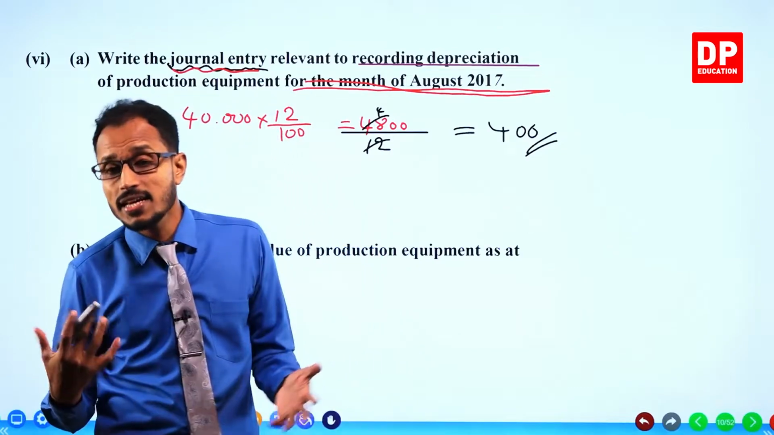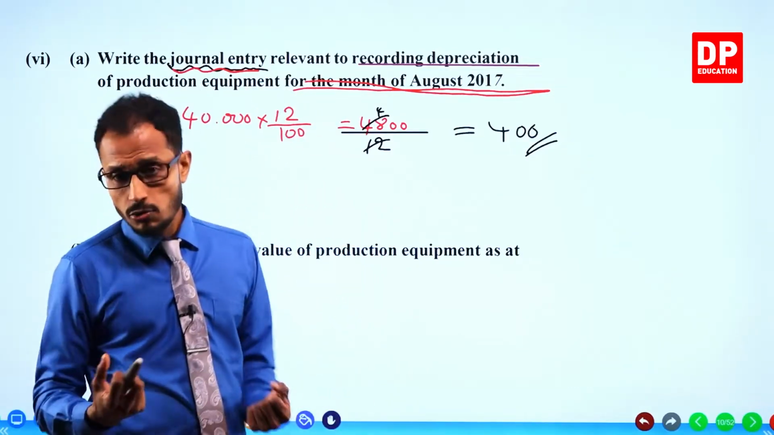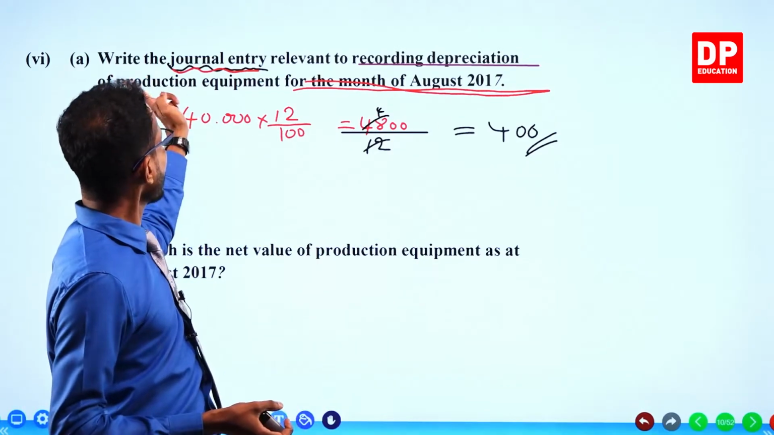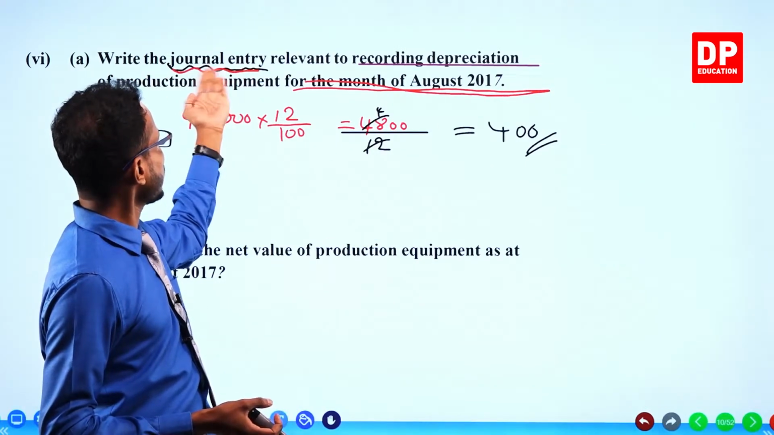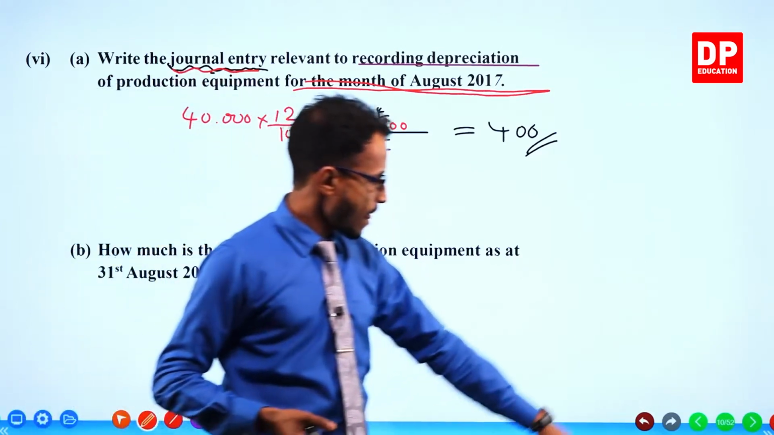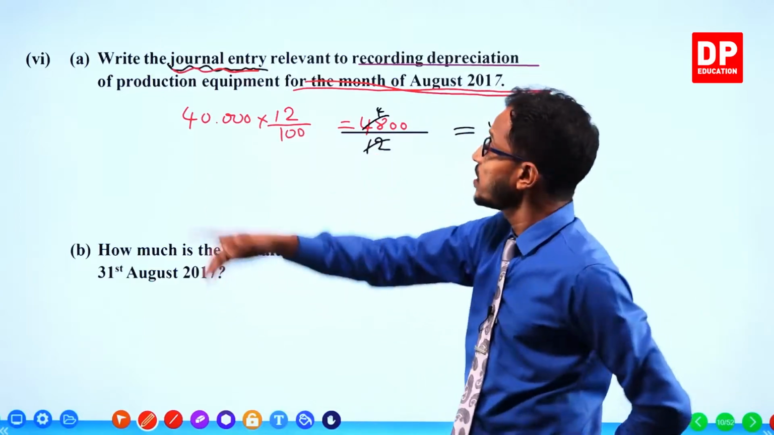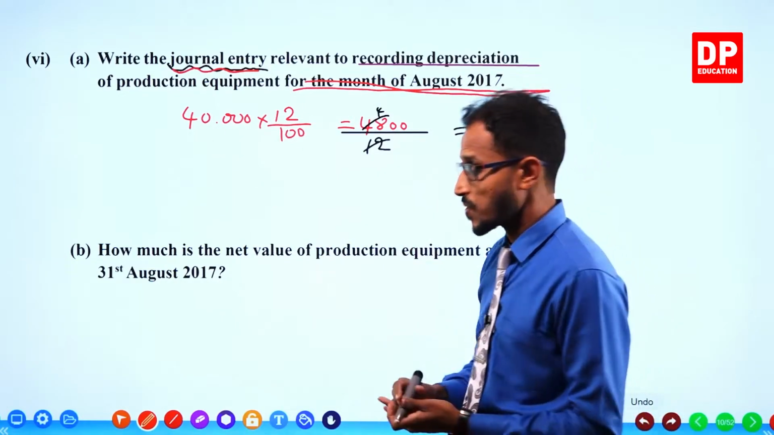But they are not asking for the amount of depreciation. They are asking to write the journal entry. See, journal entry, double entry to record depreciation. What is the double entry?